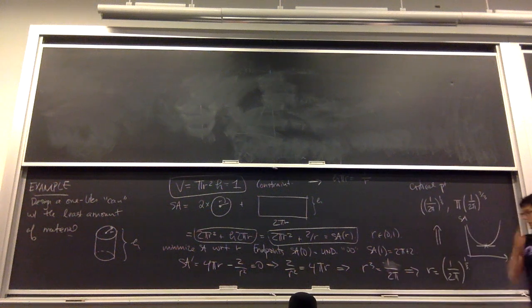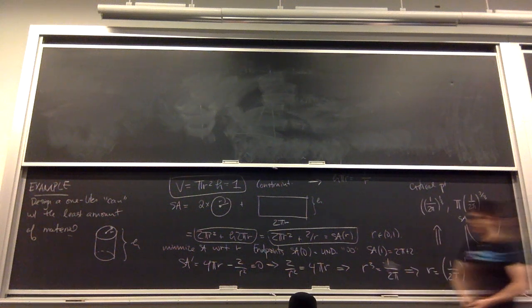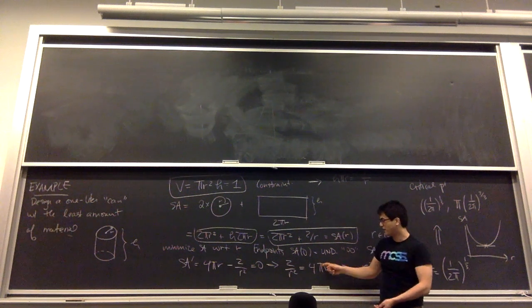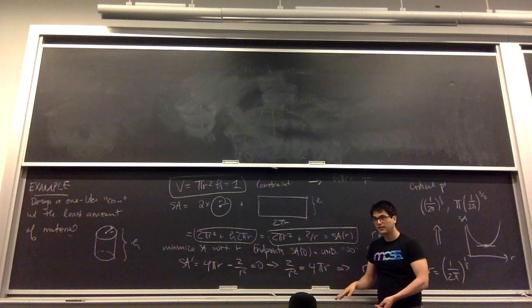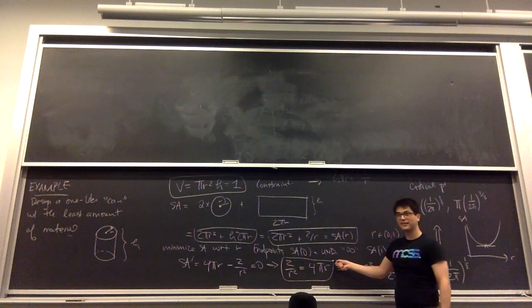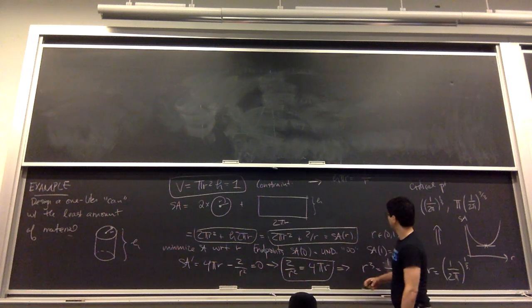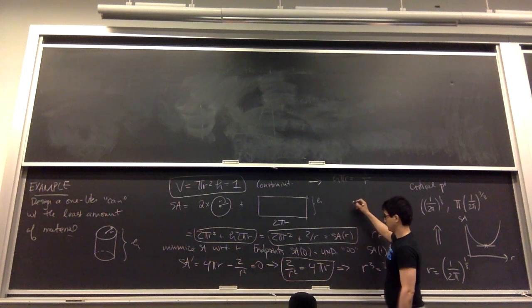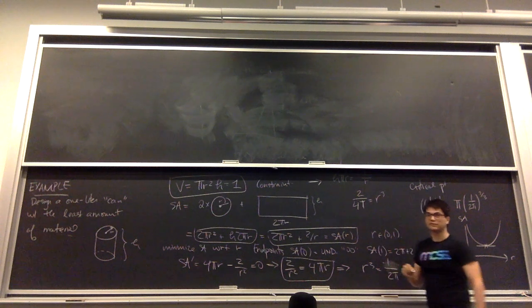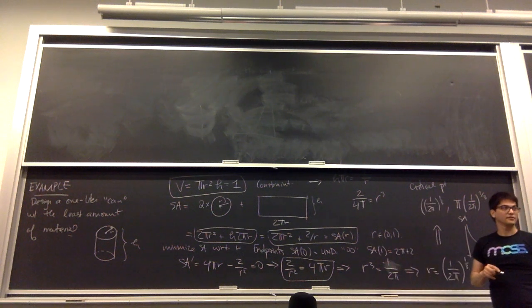Didn't you just divide by 2 though? Well, there's a 2 here. So if I divide by 4, that's a half. And then if I divide by pi, that's 1 over 2 pi. Can you write one more line in between that and the one on the right? Because there's a step. Sure. 2 over 4 pi is equal to r cubed. Okay.